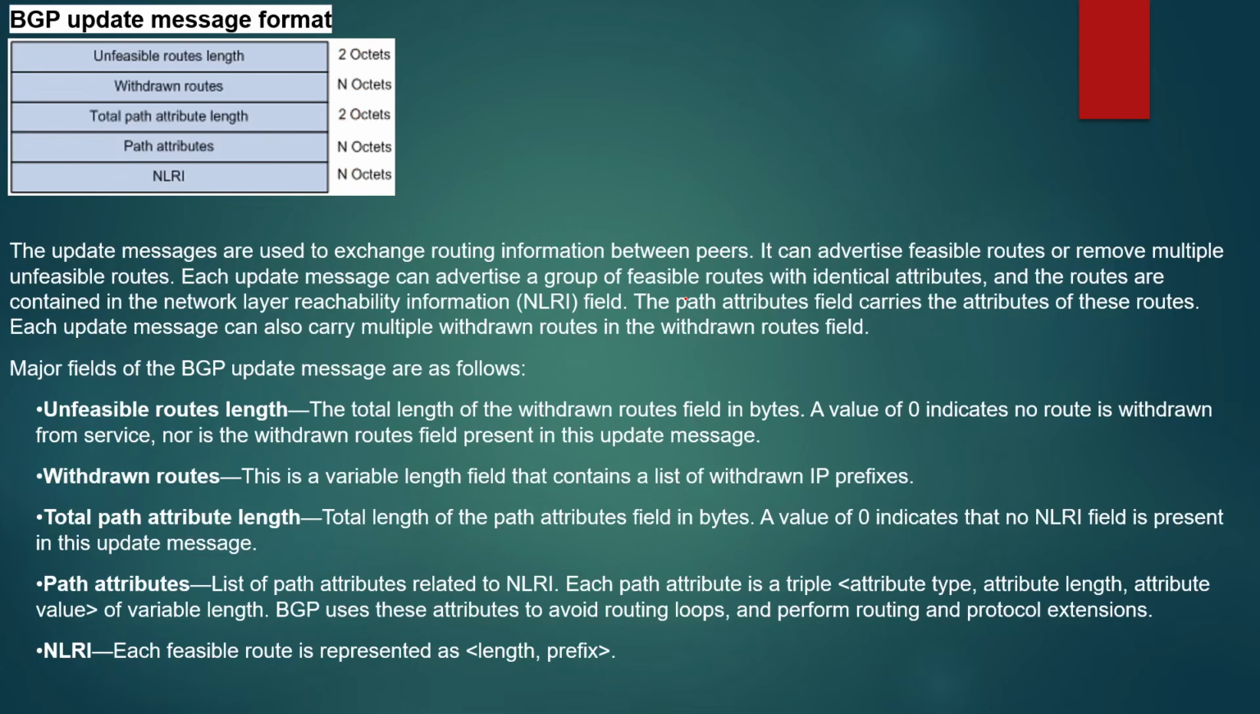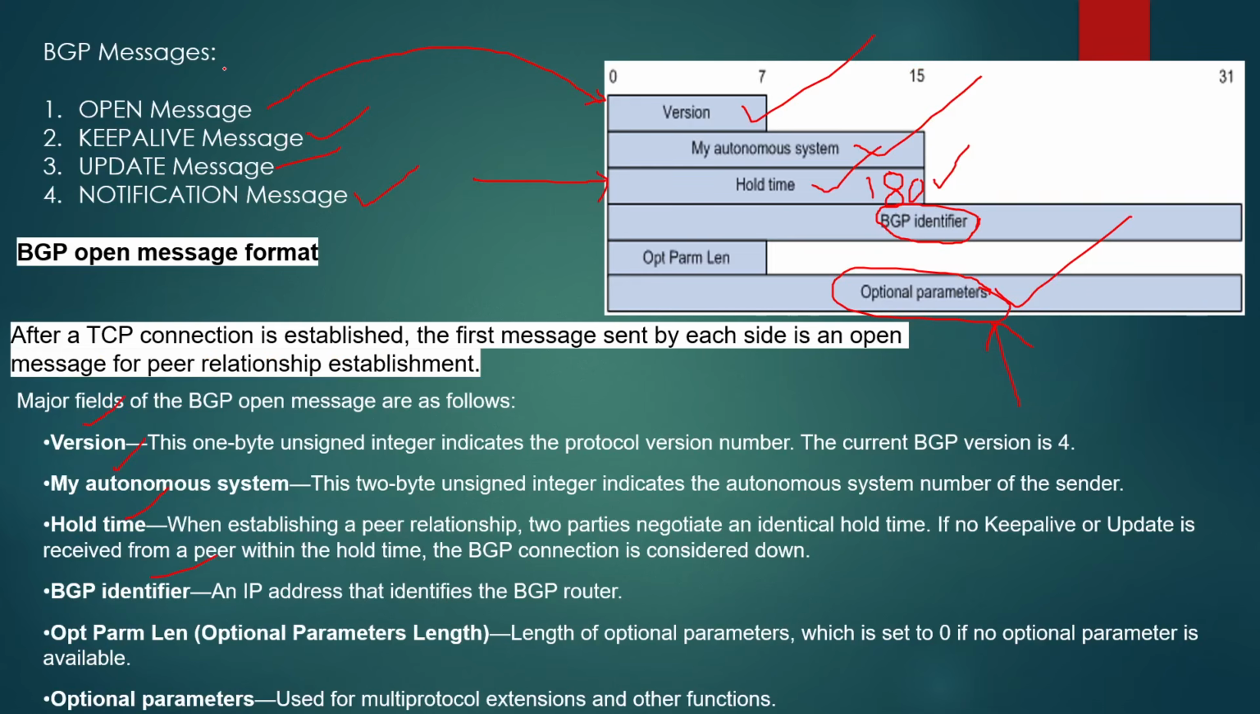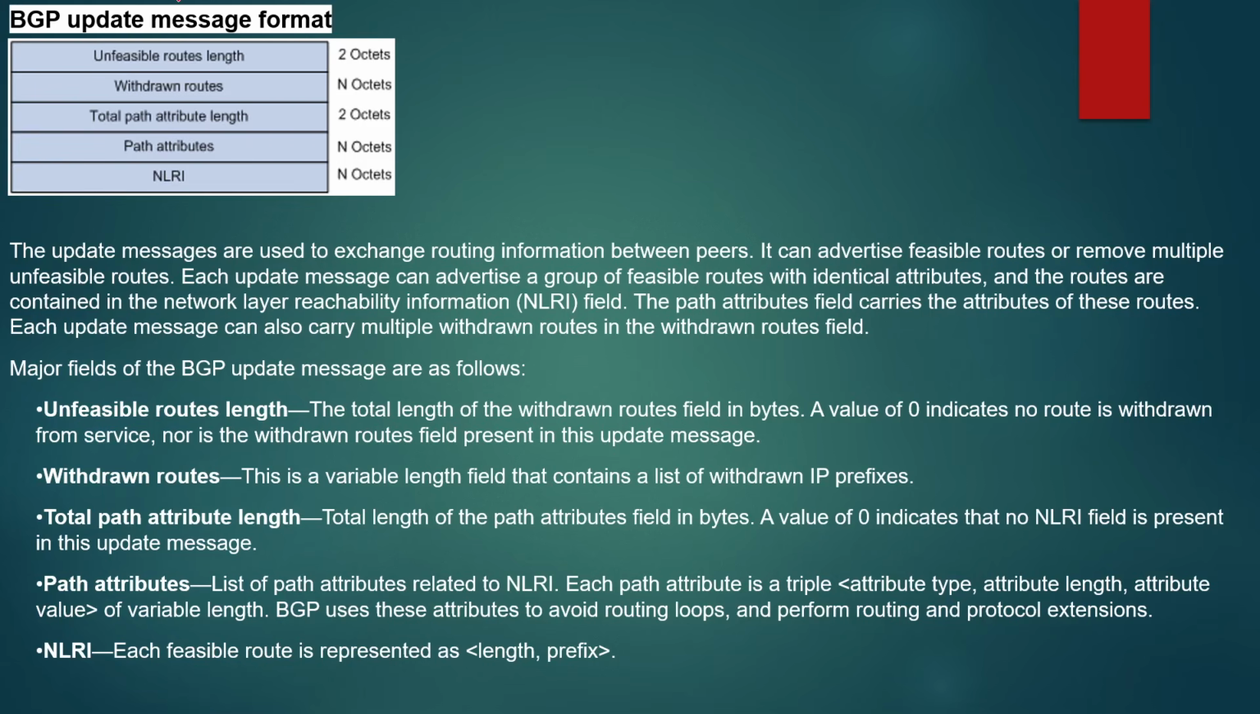And the BGP update message. The BGP update message is very important. It will carry the BGP routes. In the internet, you may have millions of routes, right? So BGP will carry routes and path attributes.